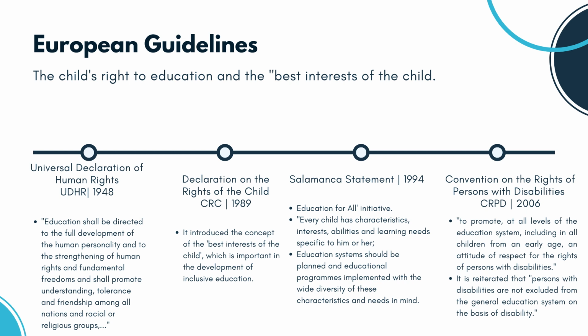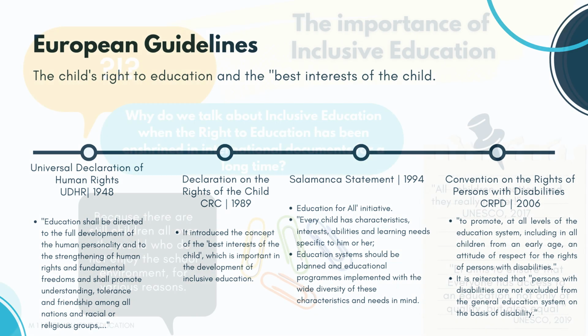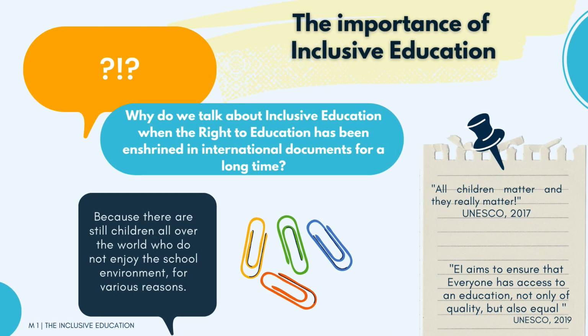It is the Convention on the Rights of Persons with Disabilities, which states that an attitude of respect for the rights of disabled people should be promoted at all levels of education and for all children. It is further reiterated that persons with disabilities are not excluded from the general education system on the basis of disability. So, why do we talk about inclusive education when this right to education has been enshrined in documents for so long? Because there are still children in the world who do not enjoy the right to be in school.